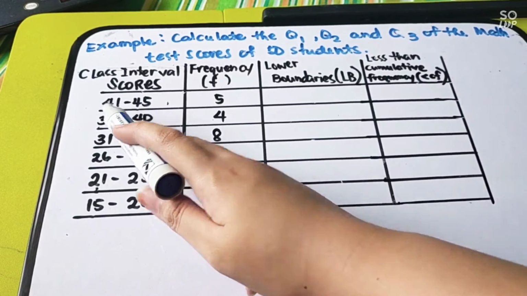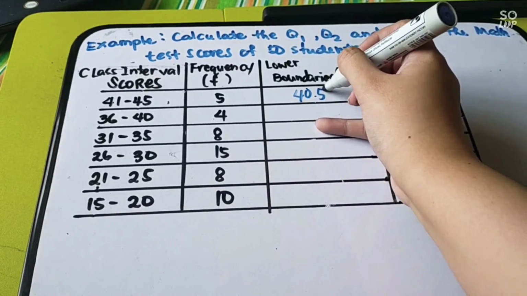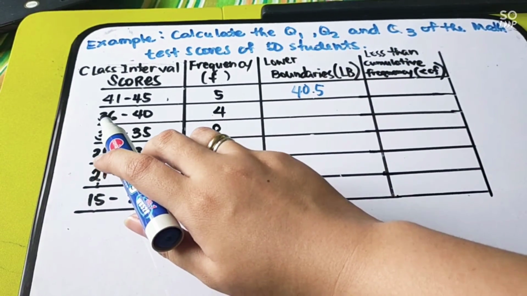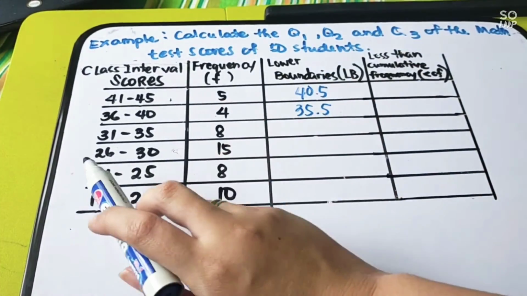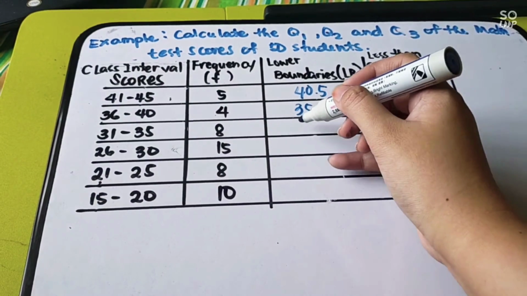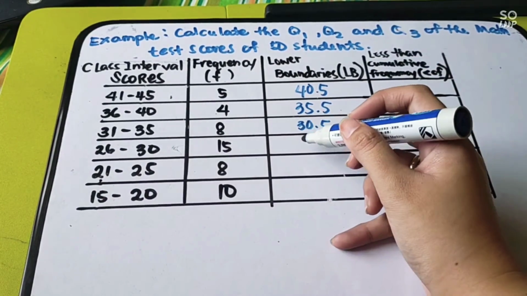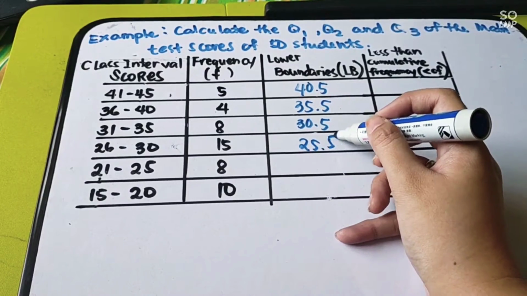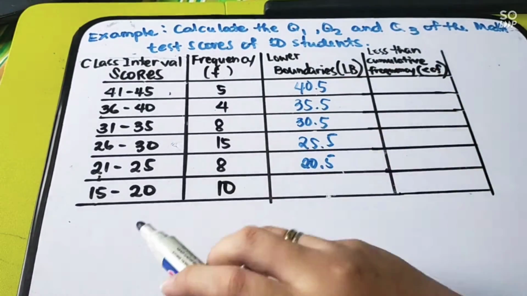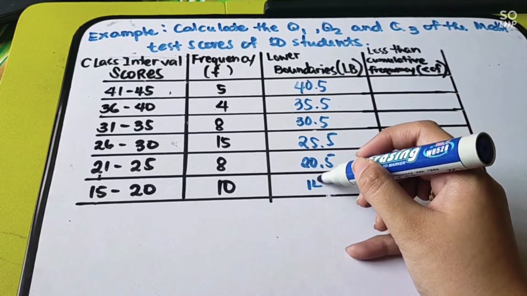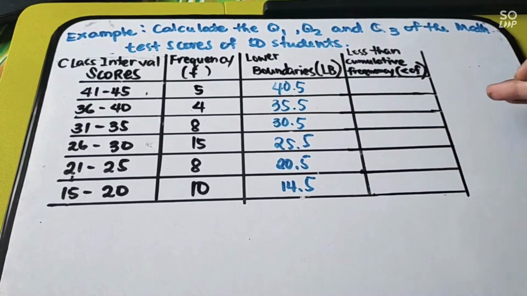So, 41 minus 0.5, the answer here is 40.5. That's all. 36 minus 0.5 is 35.5. Next, 31 minus 0.5 is 30.5. Next, 26 minus 0.5 is 25.5. Then, 21 minus 0.5 is 20.5. And then, 15 minus 0.5 is 14.5. Then, next step, find the less than cumulative frequency.